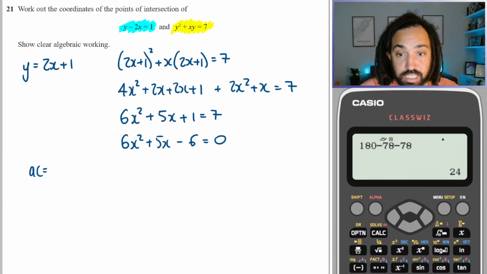Right, AC is 6 multiplied by minus 6, and B is equal to 5.